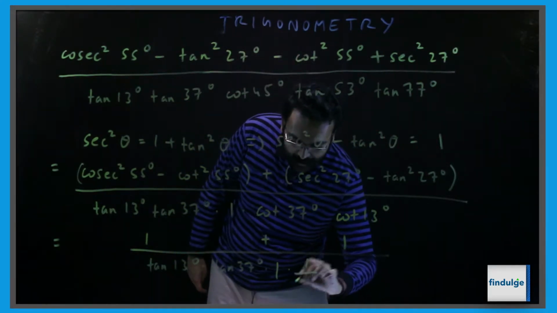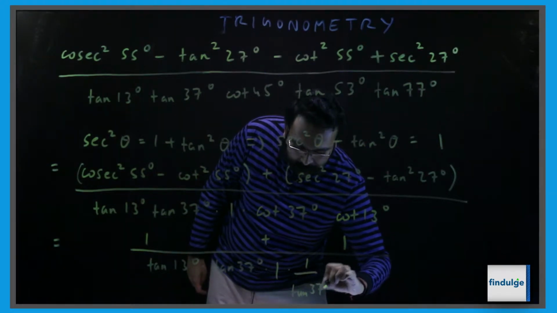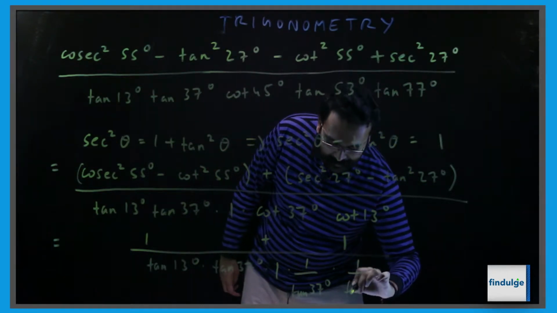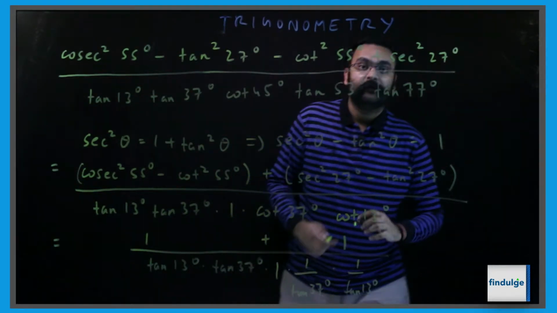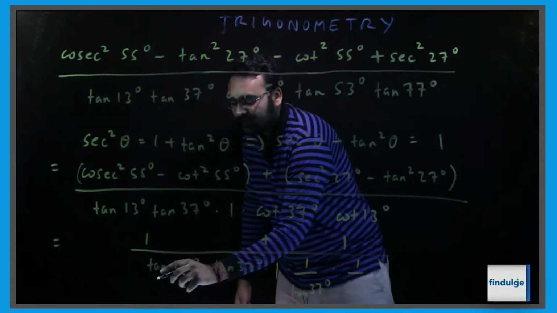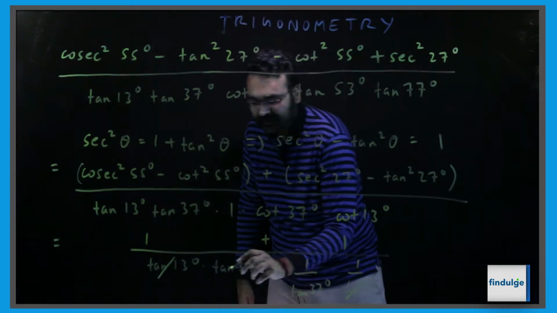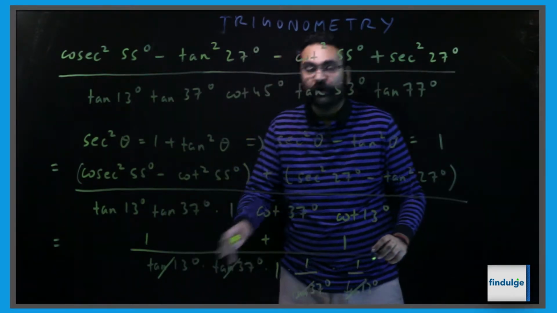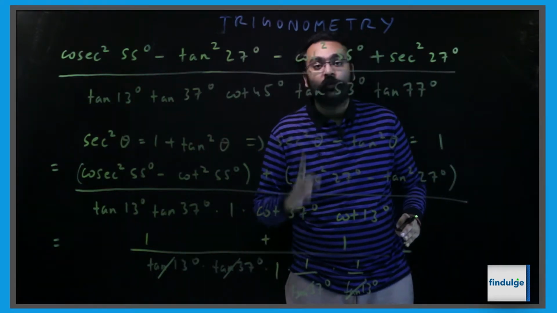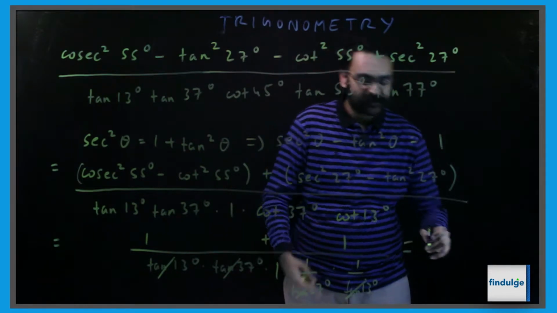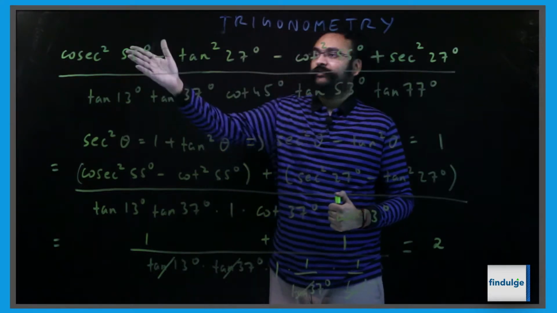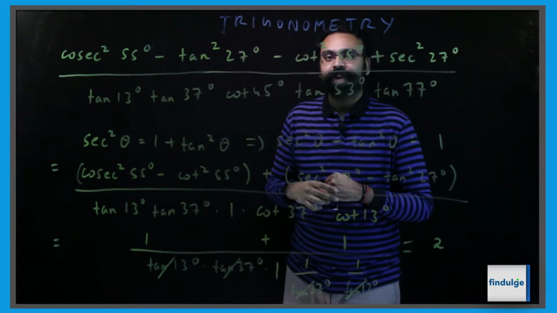This is 1 upon tan 37 and this is 1 upon tan 13, which, as we can clearly see, if I do this multiplication, tan 13, tan 13, tan 37, tan 37, all get cancelled. My denominator simply becomes 1 and my numerator is 1 plus 1, 2. And so I get my value of this identity that I had here.